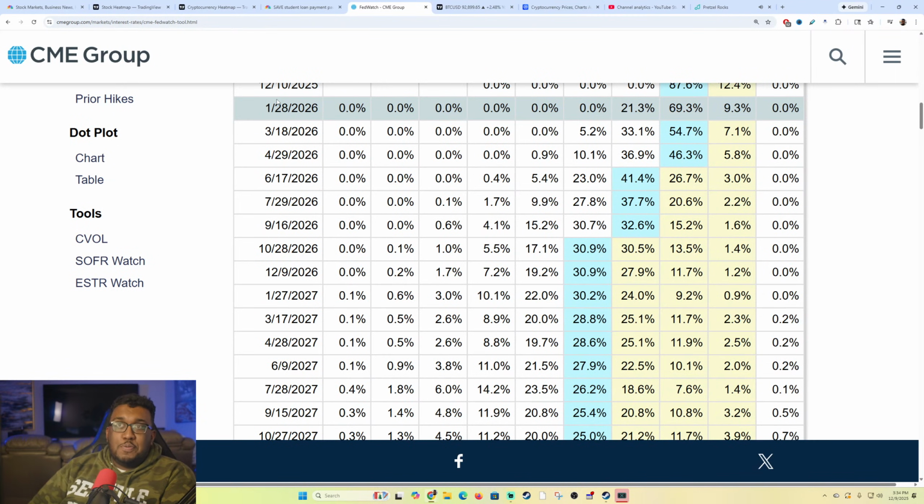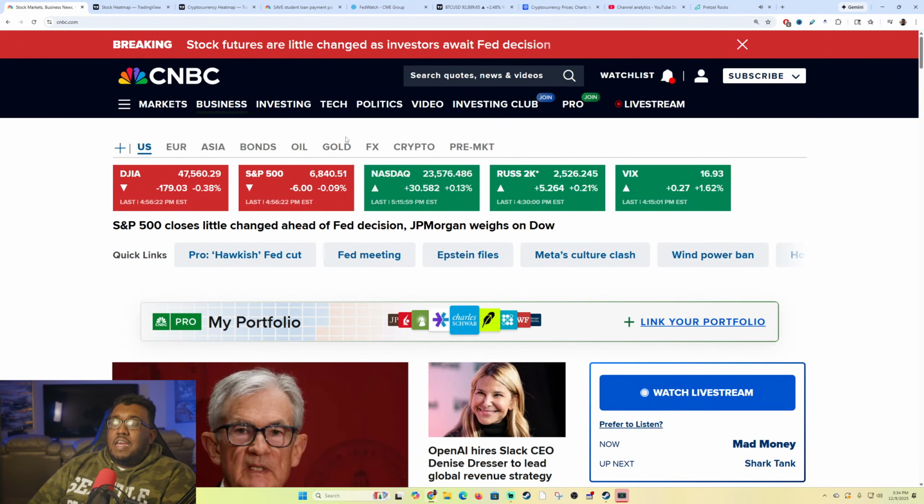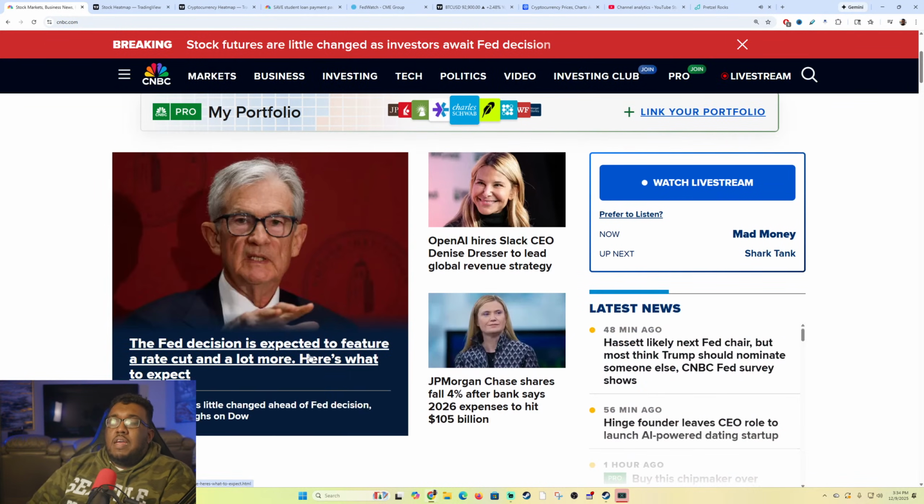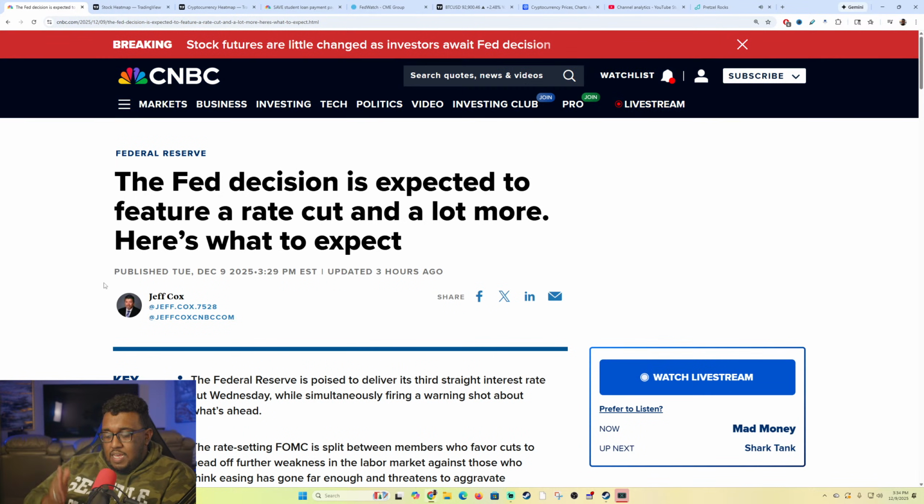It was absolutely insane. Now, everybody's waiting for the Fed. Right now, we're not seeing too much of a move from the markets here. It just wasn't that big of a day, right? But this is the big news right here. The Fed decision is expected to feature a rate cut and a lot more. Here's what to expect. At this point in time, we all know there's a rate cut coming.